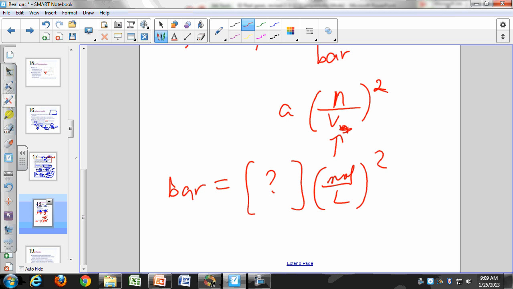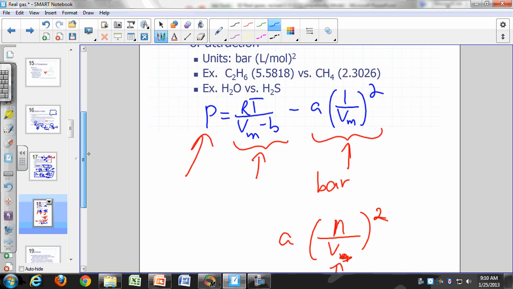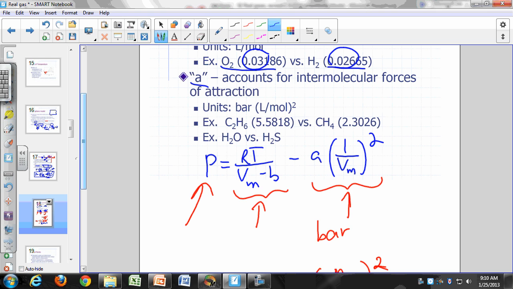Right? So what would be your unit for A then? It's going to be bar times the reciprocal of moles per liter, right? Which is going to be liter squared per mole squared. So that's the unit for A. Okay? So bar liter squared per mole squared.